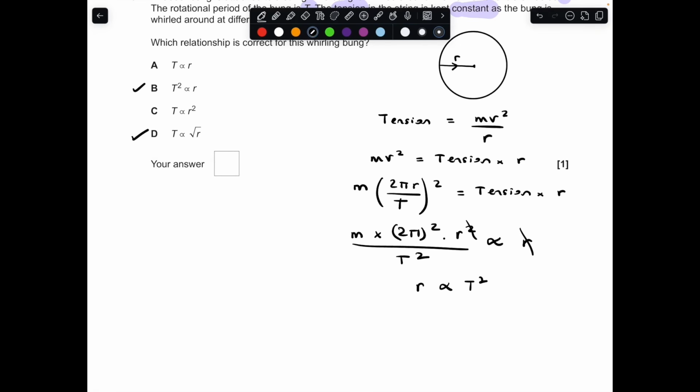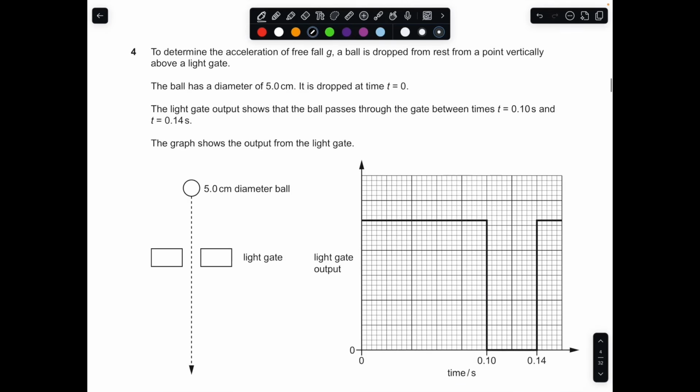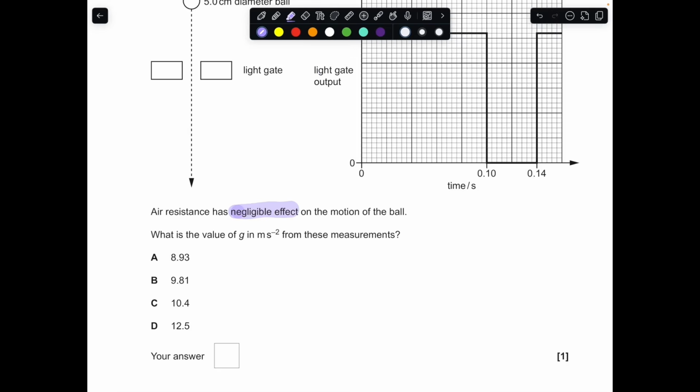Let's move on to the next question, which is to determine the acceleration of freefall, g. A ball is dropped from rest from a point vertically above a light gate. The ball has a diameter of 5 centimeters and is dropped at time t equals 0. The light gate output shows that the ball passes through the gate between these two times. What is the value of g in meters per second squared from these measurements?